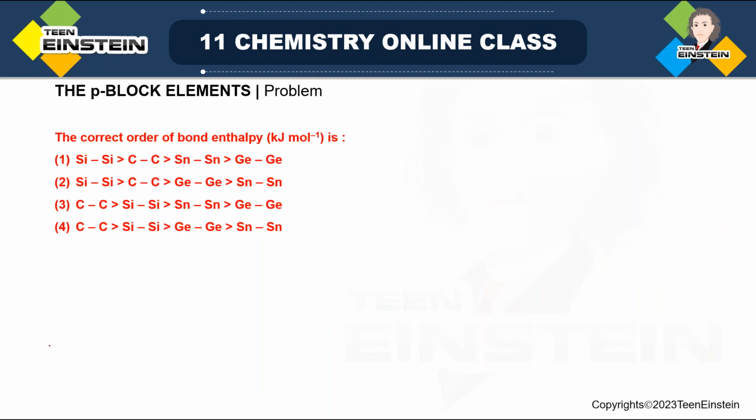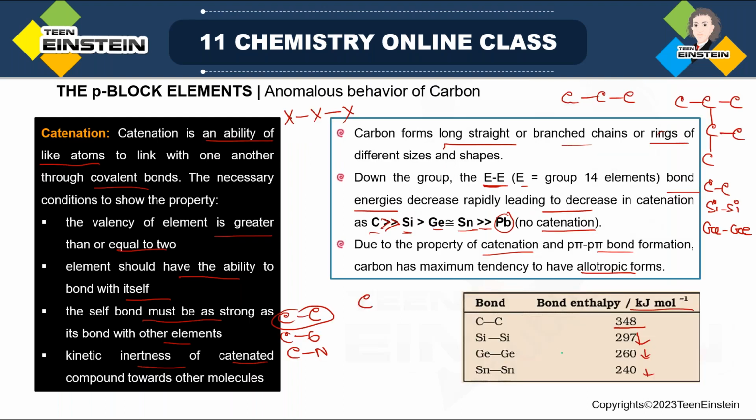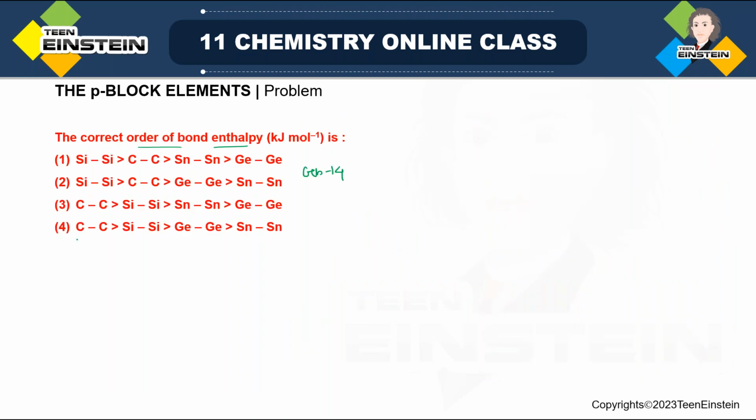Now based on this, here we have a problem. The correct order of bond enthalpy in kilojoule per mole unit. If you look at the options, you will see all are group 14 elements, right? It is very easy to remember because in the previous slide you have seen that there is a smooth decrease down the group for these 4 elements. So it should be first carbon, then silicon, then germanium, then tin, and that matches option 4. It is quite easy.